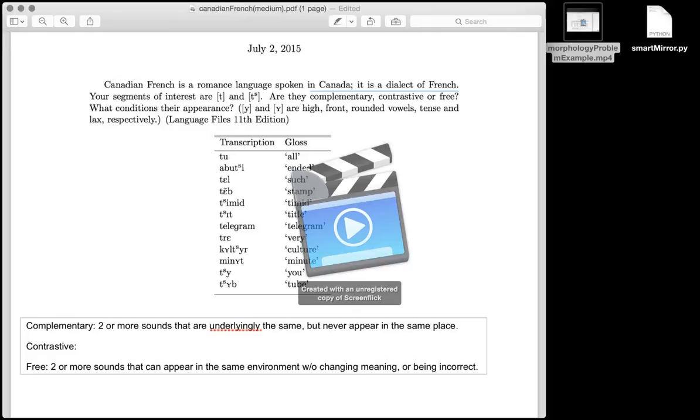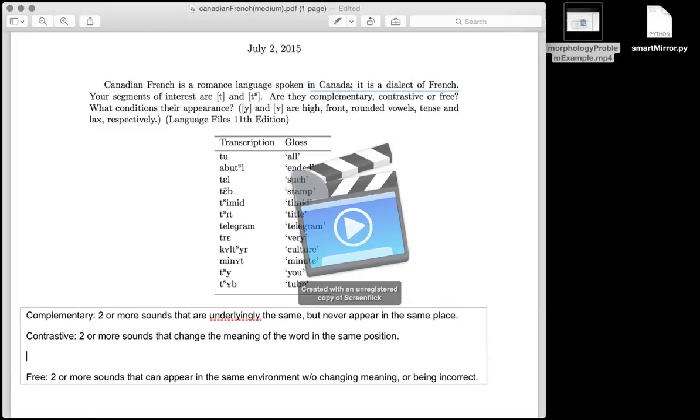So contrastive sounds are two or more sounds that change the meaning of the word in the same position. So an example of these in English would be the words like cat and bat. Okay, the initial sound of cat is what we write as this, ka, and the initial sound of bat is what we write as this, ba. Okay, cat and bat. So ka and ba are contrastive sounds in English. This means that they will change the meaning of the word if they appear in different environments.